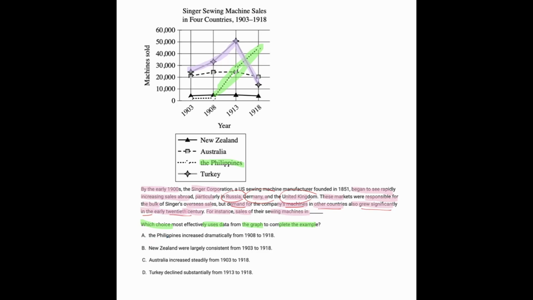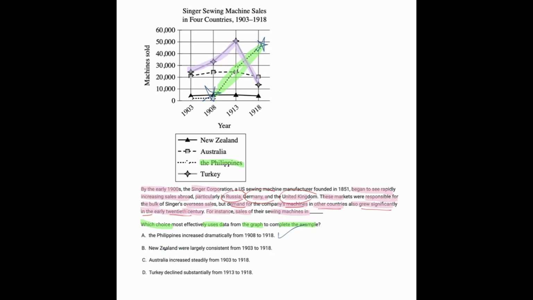So let's look at the answers. A, the Philippines increased dramatically. So sales of the sewing machine in the Philippines increased dramatically from 1908, which is right here, to 1918. Well, that's just perfect. The sales did increase dramatically during exactly that time. So that's going to probably be the answer.